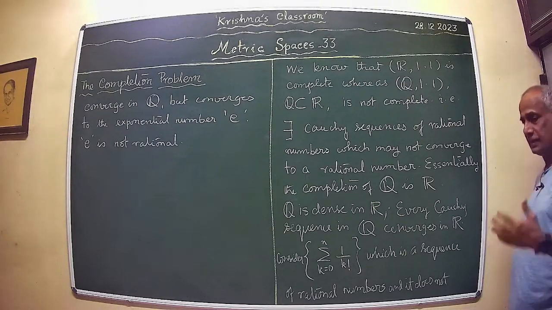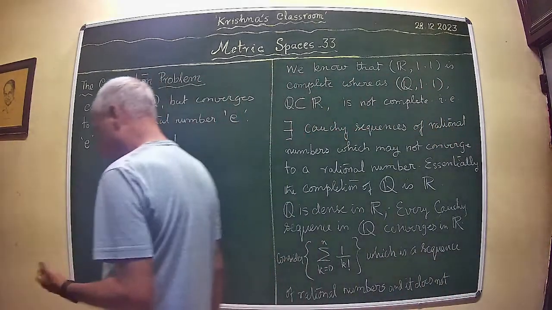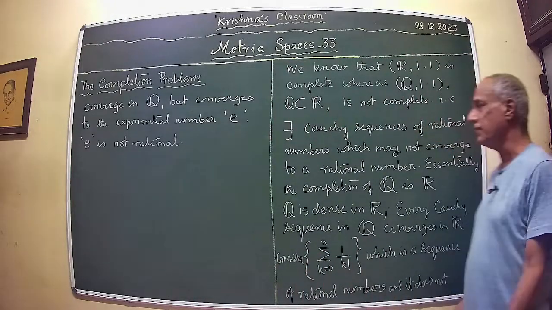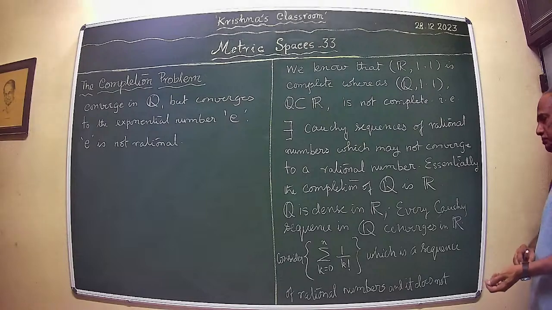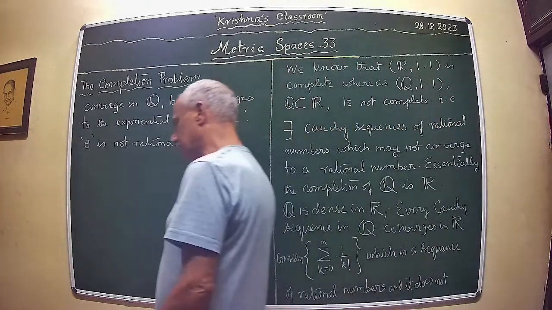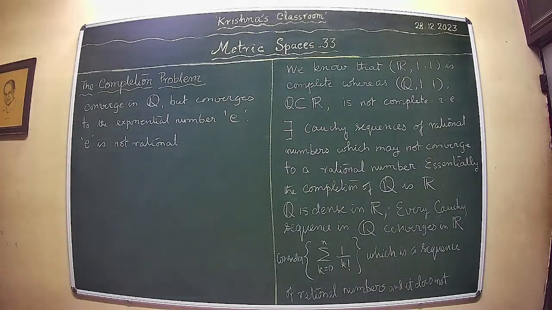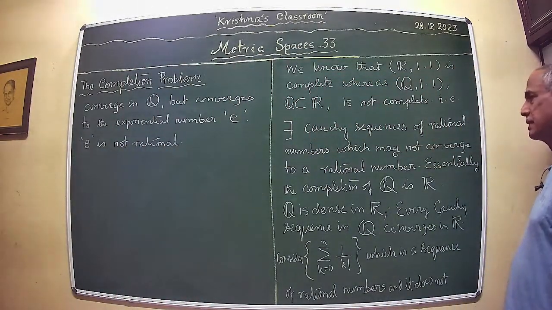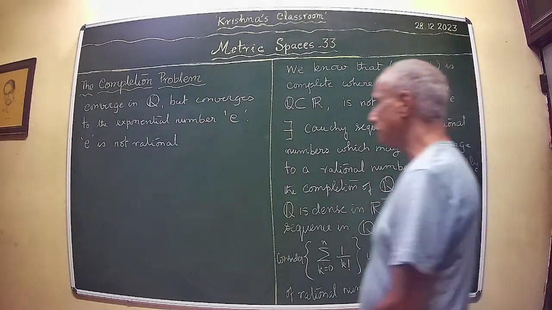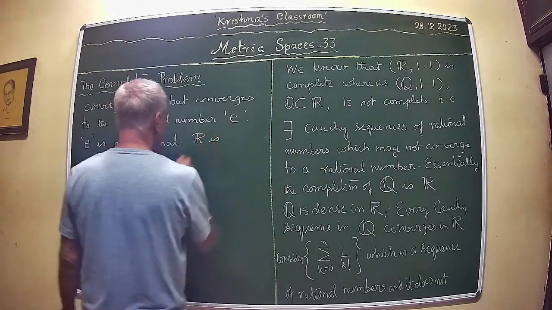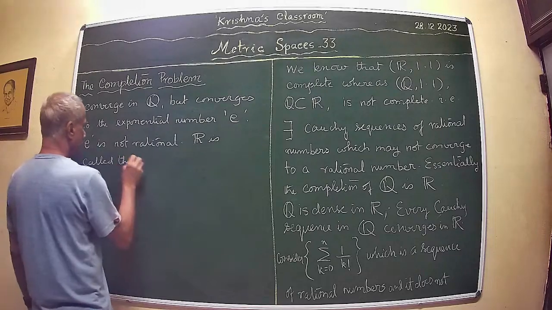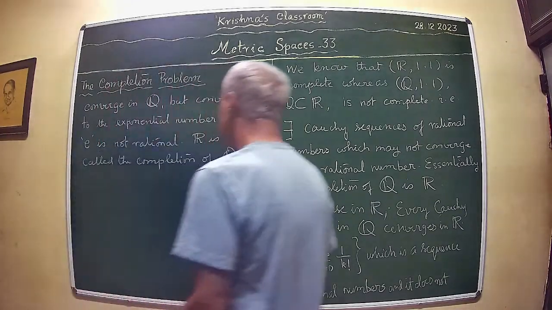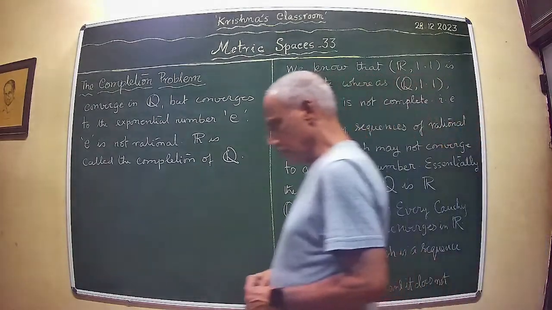the question that we ask at this stage is, see, we have Q and R as a completion. Every element of Q can be considered as an element of R, and every rational sequence that you construct with elements in Q which are Cauchy sequences, converge in R and not in Q. That is the problem. So R is called the completion of Q.